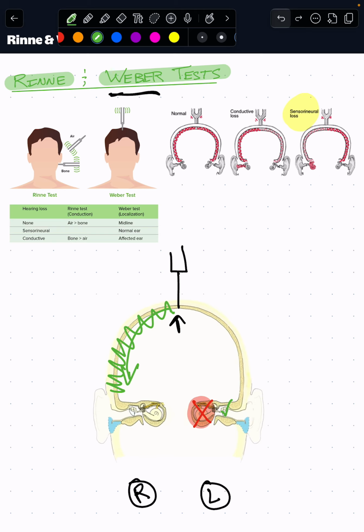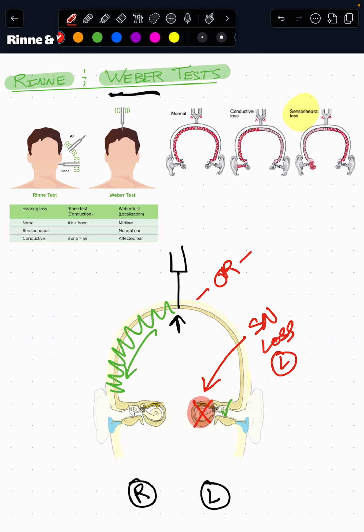The one thing that we know for the Weber test is that if it lateralizes to the right ear, it can mean two things. So either our patient has sensorineural loss, SN loss, of the left side, or they have conductive loss of the right side, okay? And in order to determine which one it is, we have to use the Rinne test. So let me just get rid of all this.